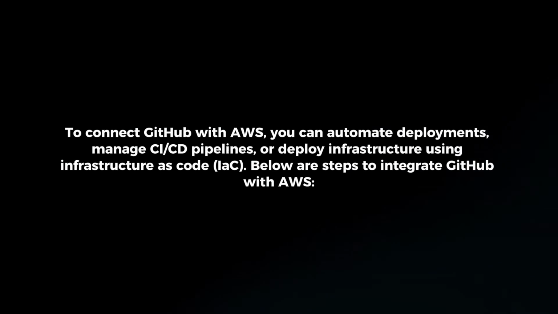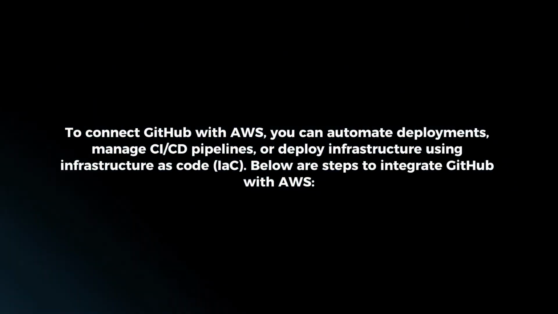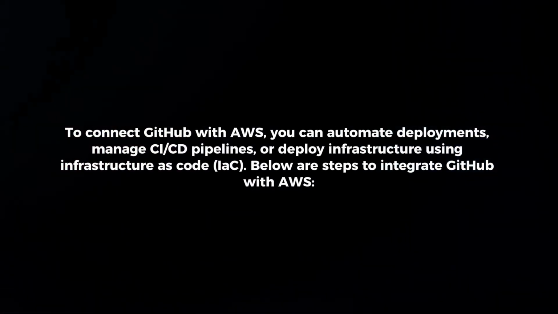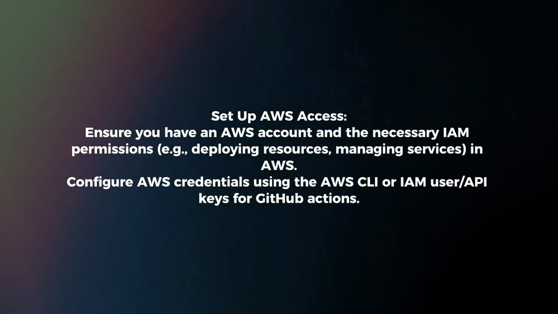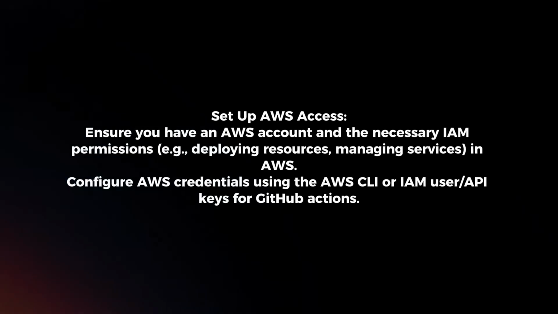To connect GitHub with AWS, you can automate deployments, manage CI/CD pipelines, or deploy infrastructure using infrastructure as code. Here are steps to integrate GitHub with AWS. Set up AWS access. Ensure you have an AWS account and the necessary IAM permissions in AWS.